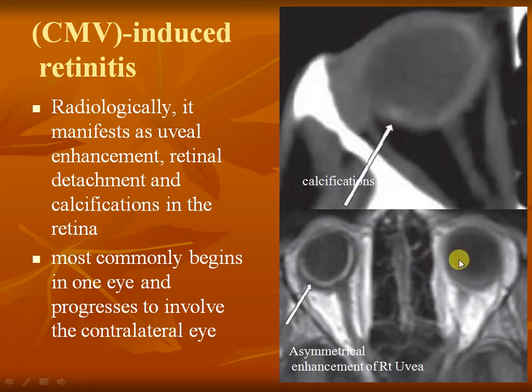In the MRI with contrast, you can see asymmetrical uveal enhancement. This is the uvea. It's showing enhancement on the right side, while on the left side it looks normal. So this is a CMV retinitis. Okay, you see the enhancement in the uvea, but the primary process is originally in the retina.